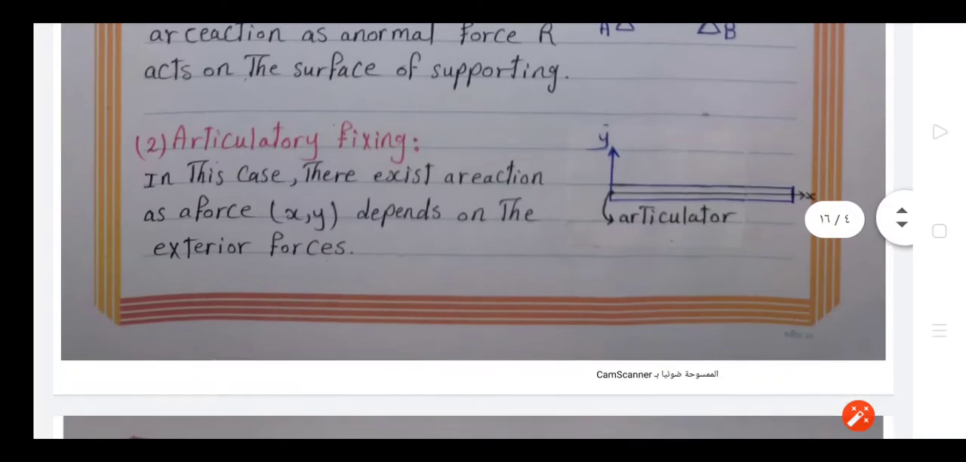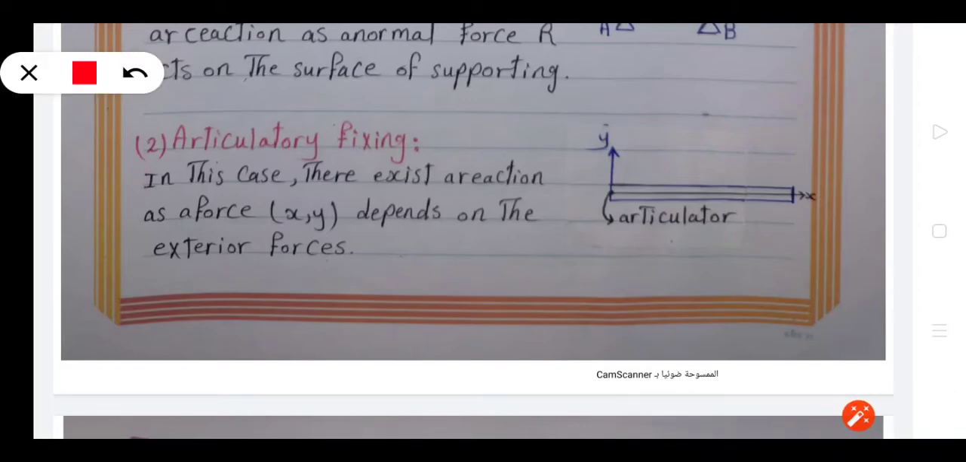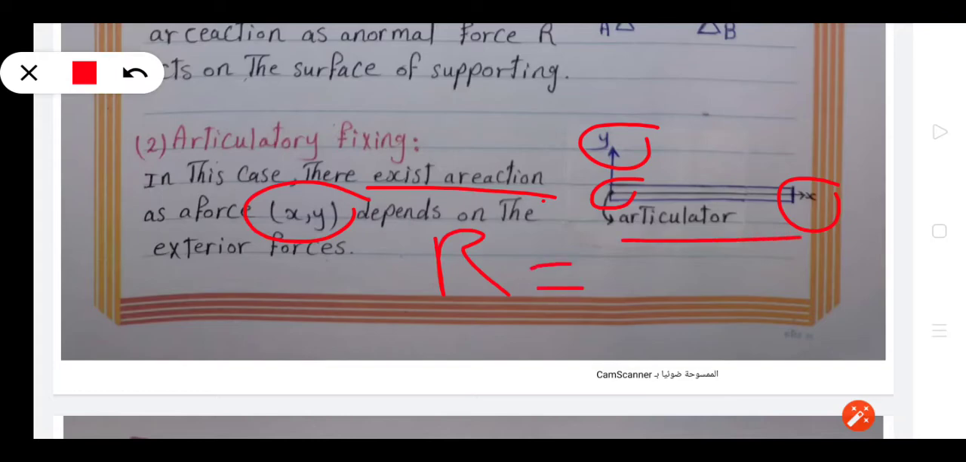The second is articulatory fixing. In this case, there exists a reaction force. We have two components of reaction. This point is called the articulator. We have two components of reaction, X and Y. Then the resultant reaction equals the square root of X squared plus Y squared.